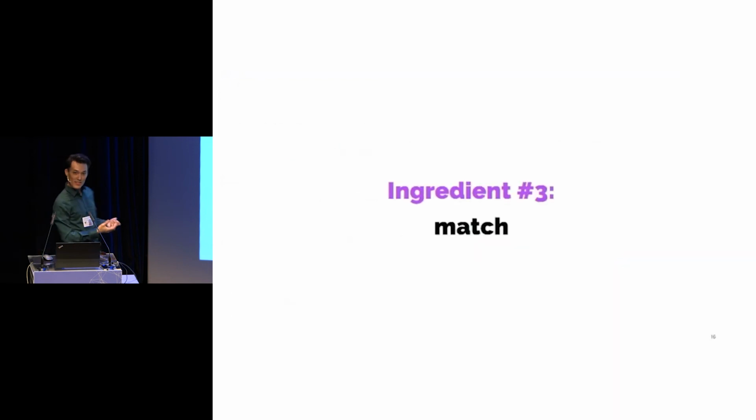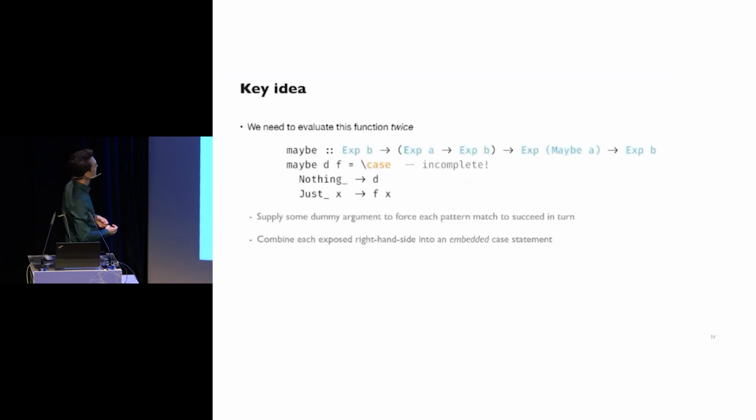Okay. So this brings us to the final ingredient that we need, this match constructor. The key idea is, if we go back to this incomplete implementation of the maybe function, we need to run this function twice. I've written this with lambda case to give you a hint: this little lambda, we need to run it twice so that we can peek over onto the right-hand side and extract, if you give me a nothing, what should I do? And if you give me a just, what should I do?